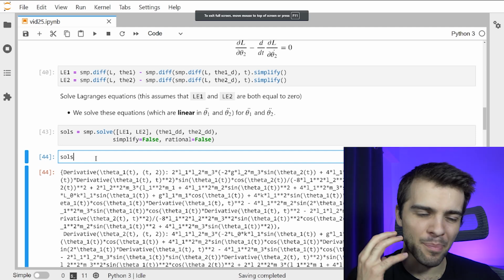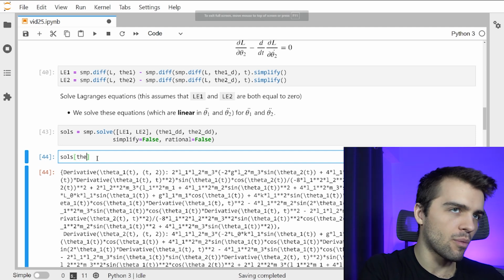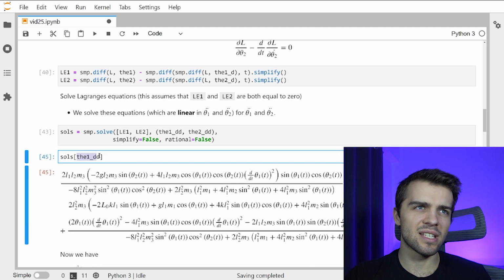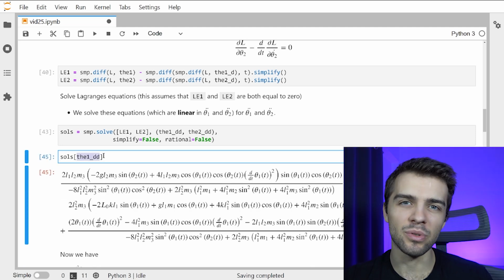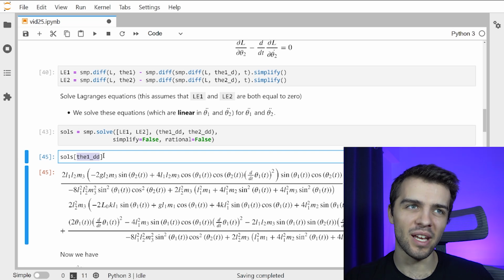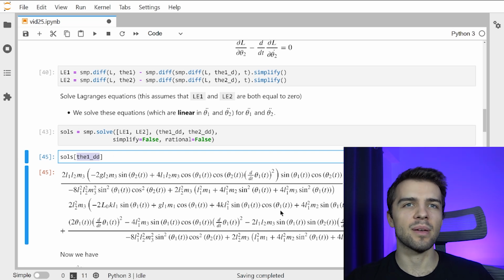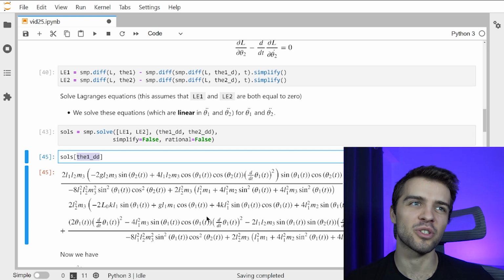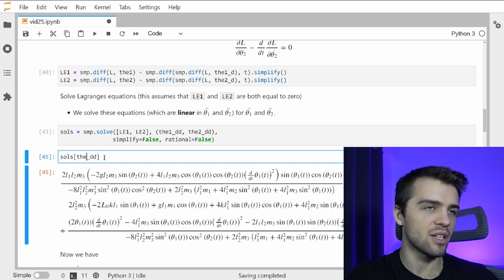And if I want to access a particular one, I just need to go theta 1 dot dot. And that will return for me, this is what theta 1 dot dot is equal to. So this is what the second derivative of theta 1 is equal to. And I have something that looks like this. This is just a differential equation. It's a second order differential equation. Theta 1 dot dot equals this. Same thing with theta 2.